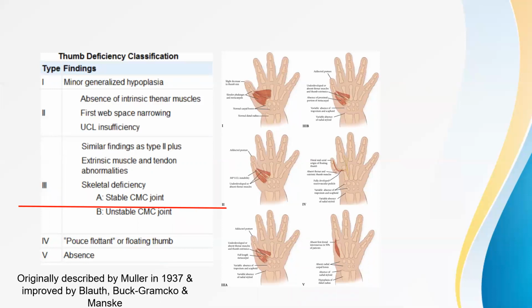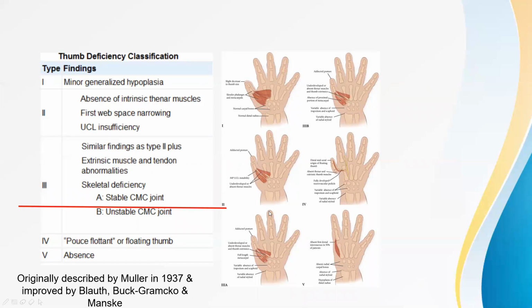which is used nowadays, and Manske. It classifies it into 5 degrees. The modification included a subclassification of type 3 into 2 types. In type 1, there is minor hypoplasia of the thenar muscles. In type 2, there is absence of the thenar muscles with narrowing of the web space and instability of the thumb IP joint.